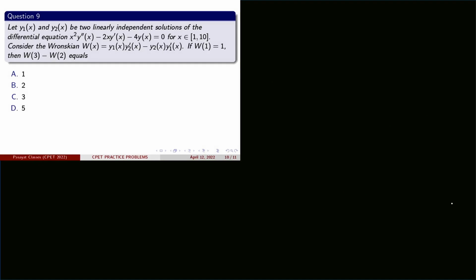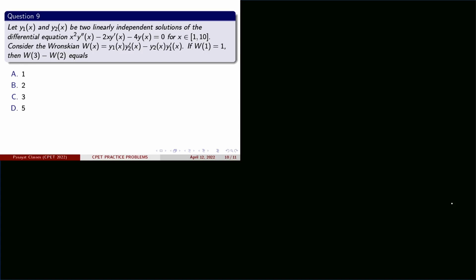Now come to question number 9. Here given that y1 and y2 are two linearly independent solutions of the differential equation x square y double dash minus 2x y dash of x minus 4y of x is equal to 0, and x lies between 1 to 10. Then consider the Wronskian W of x, and here given that W of 1 is equal to 1, then what is the value of W3 minus W2?